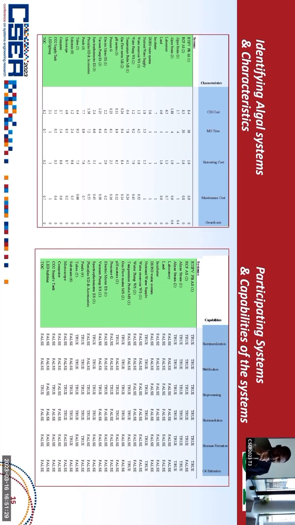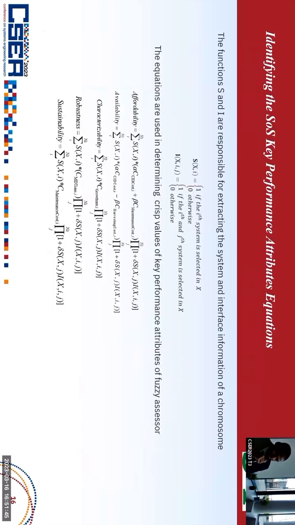Now, for the participating systems and capability of the system, the true or false shows that the system is participating when it's true, and the system is not participating when it's not true. We'll see that in the results.